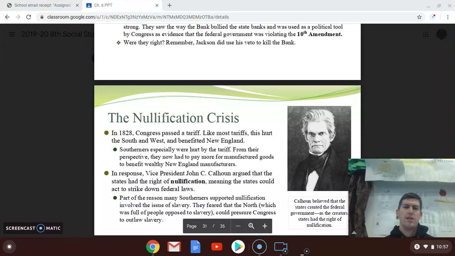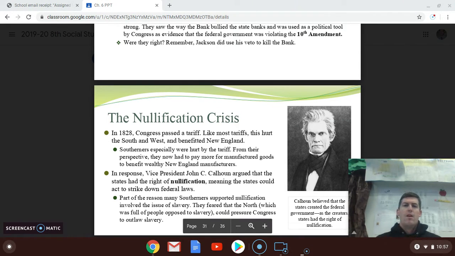Right? So John C. Calhoun is from South Carolina. He says South Carolina does not have to obey the tariffs. So if traders from England and France want to bring their goods into a port in South Carolina, South Carolina has the right to refuse to allow the federal government to collect the tariff tax. Right? So this would lower prices of goods in South Carolina. The tariff just would not exist in South Carolina.